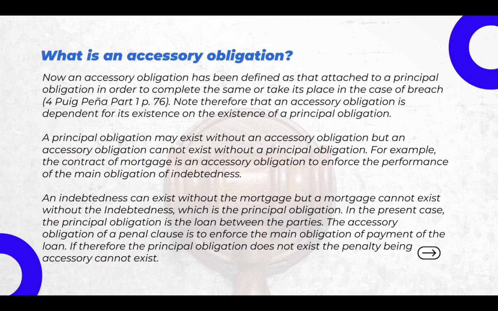What is an accessory obligation? Na-discuss na natin to. Now, an accessory obligation has been defined as that attached to a principal obligation in order to complete the same or take its place in the case of breach. Okay? Note, therefore, that an accessory obligation is dependent for its existence on the existence of a principal obligation. Yan ang accessory obligation. A principal obligation may exist without an accessory obligation, but an accessory cannot exist. Yan sinabi ko example, yung mortgage and the loan. Main obligation is indebtedness or yung loan. Ang accessory is the mortgage.